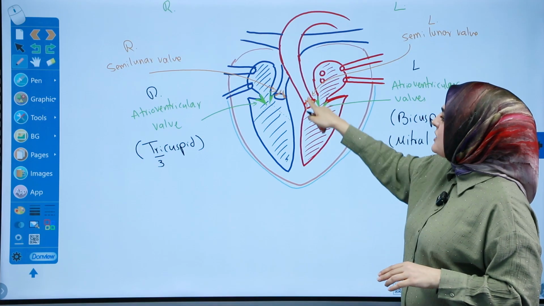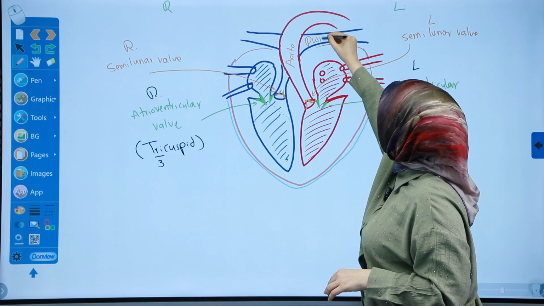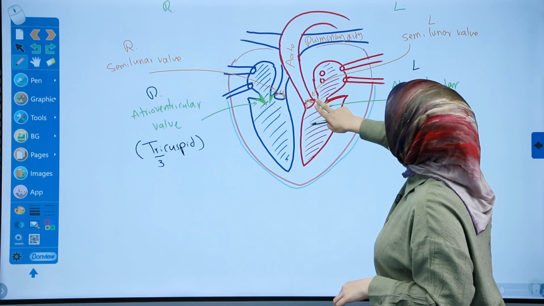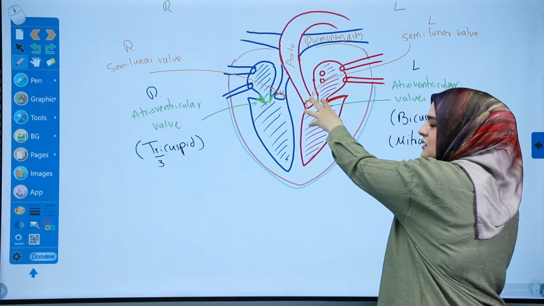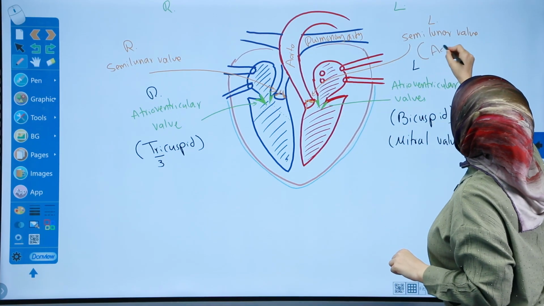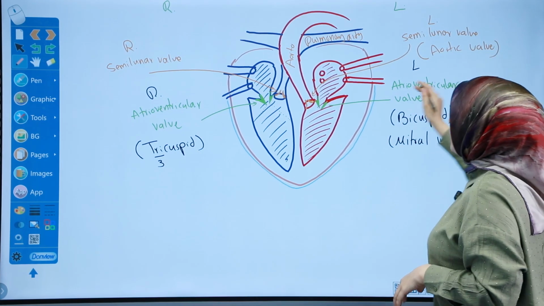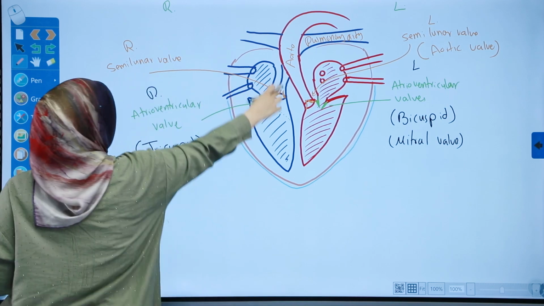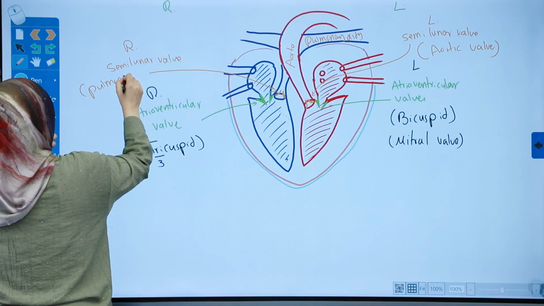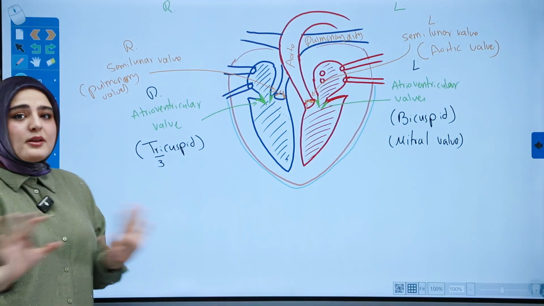So this one is at the base of the aorta. This is the aorta, and this is the pulmonary artery. The one located on the aorta, because the aorta is connected to the left ventricle, it's on the left side, we call it the aortic valve. And the one located at the base of the pulmonary artery, we're just going to call the pulmonary valve. Easy peasy, lemon squeezy.